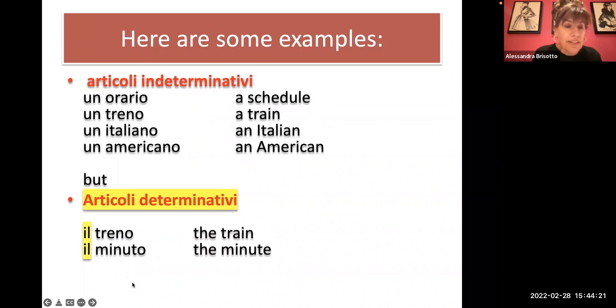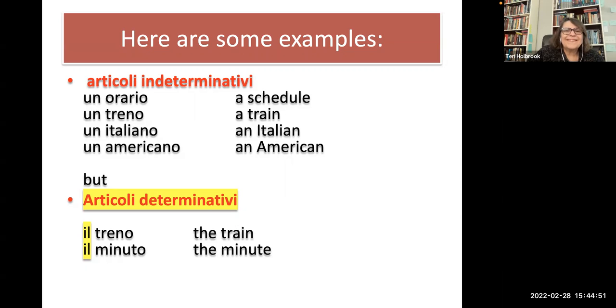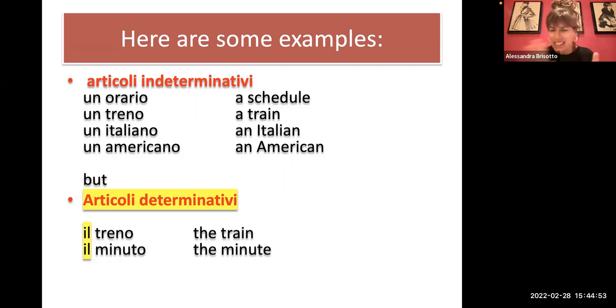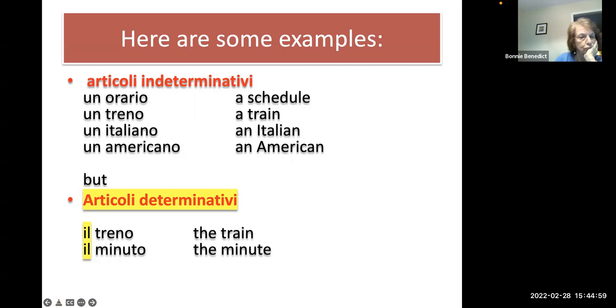But if I want to use the definite articles, the article is different. Il treno, il minuto. The train, the minute. Okay, so un is your a. Il is your the. Are you following me? Are you following me? Yes. Yes, okay. If you have questions before I keep going, just let me know. Okay.